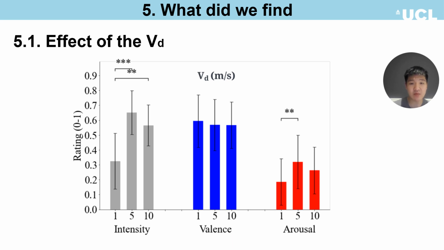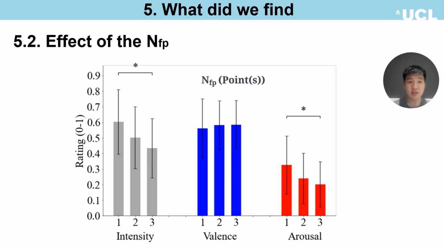This is aligned with the previous observation regarding the effect of joint speed and perceived intensity using single-point spatiotemporal modulation. This also seemed to indicate that the effect of joint speed observed on single-point spatiotemporal modulation also translated to multi-point spatiotemporal modulation.